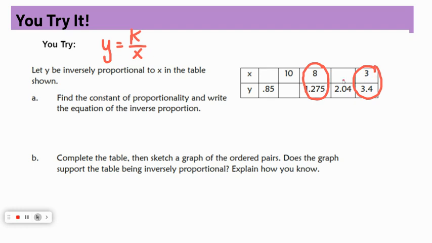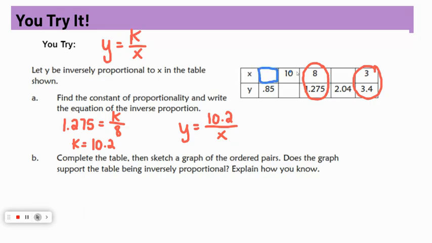I'm going to go with the first one, so 8 and 1.275. So my y value was 1.275, and my x value was 8. And so to solve that for k, multiply those two together, and I get a k value of 10.2. So my inverse proportion relationship is y equals 10.2 over x. Now I'm going to use that relationship to solve for, and I'll change my color here, I need to find this box and this box.